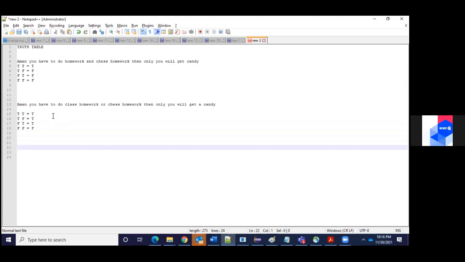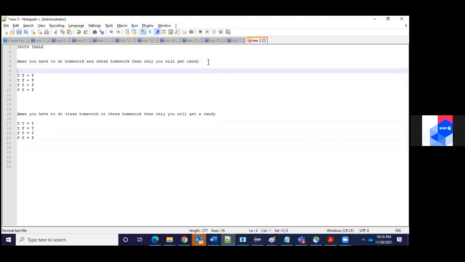Now, this is the point. We are just talking about an English sentence. We are not talking about something else. We are talking only about an English sentence here. Generally, we use this sentence in our day-to-day life, right? So, this is called a truth table. So, this is an and condition.